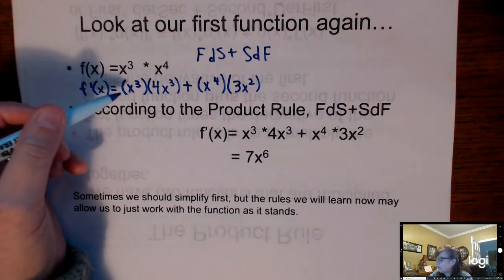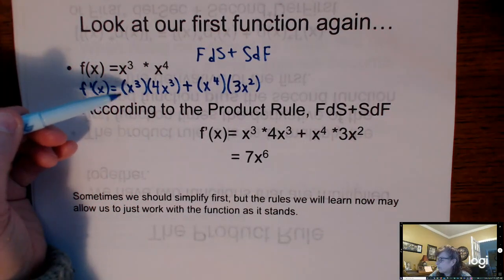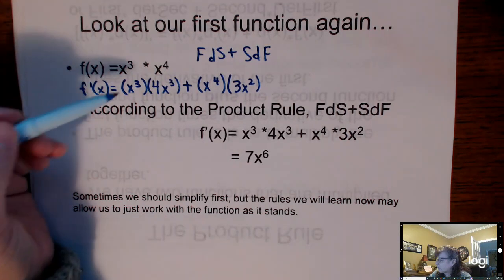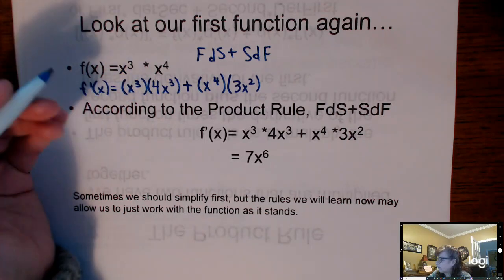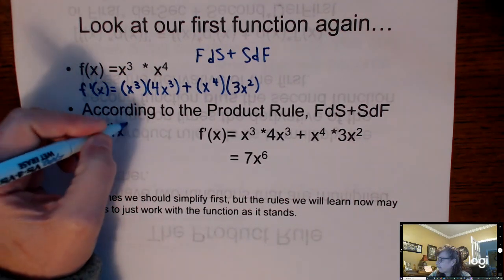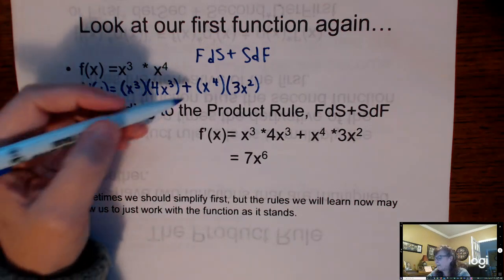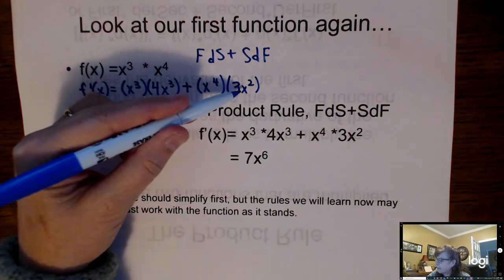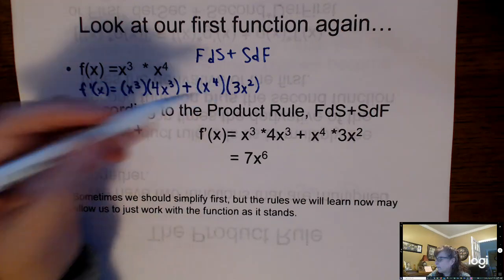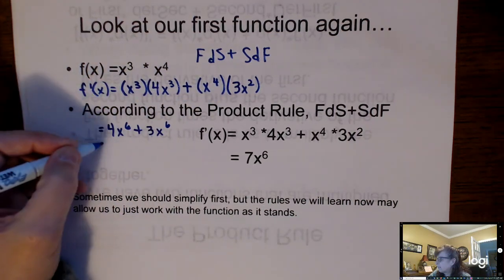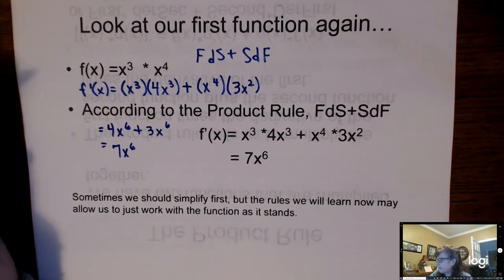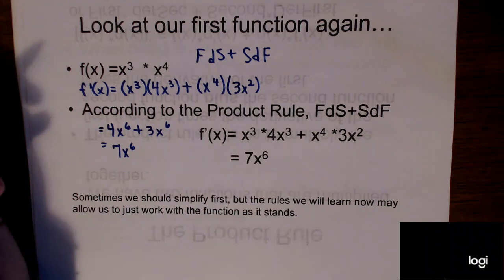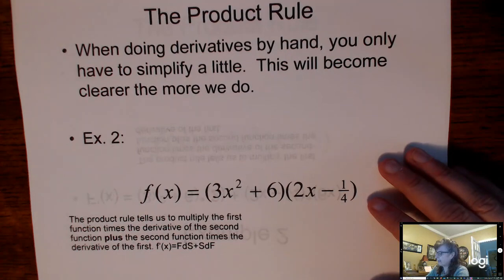Now in our class, I want you to leave it this way, unsimplified, but for the purposes of this illustration, I'm going to simplify that so we can see that it really does work. The product rule does work. So x cubed times x cubed is x to the sixth, and 1 times 4 is 4. So this would be 4x to the sixth, and this would be x to the 4th times x to the second is also x to the 6th, and 1 times 3, that would be 3x to the 6th. And then they're like terms, and they add up to be 7x to the 6th. So we can see that the product rule does work. All right. So we're going to leave it unsimplified.